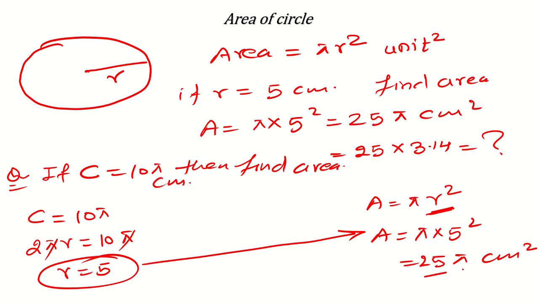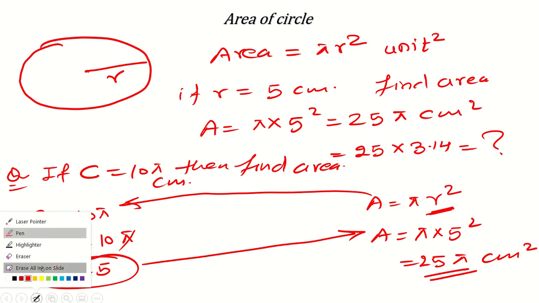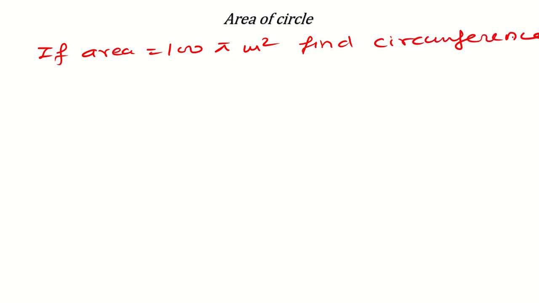Okay, like that you can deal with area and circumference together. Maybe they will give you area and then they will say find the circumference. So we can deal with this question also. For example, if the area of the circle is equal to 100 pi meter square, then find the circumference. Like this they can ask the question, or they can ask that find the radius, find the diameter. See, if you understand the concept in one question, you can make many questions.